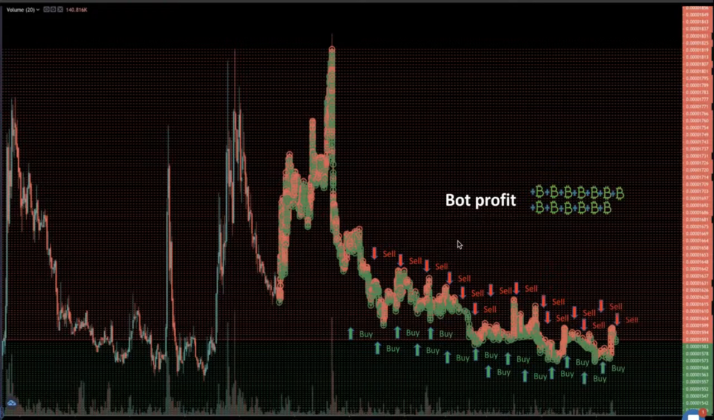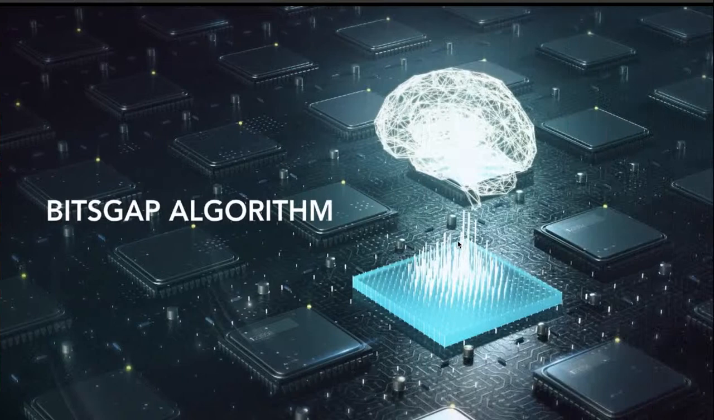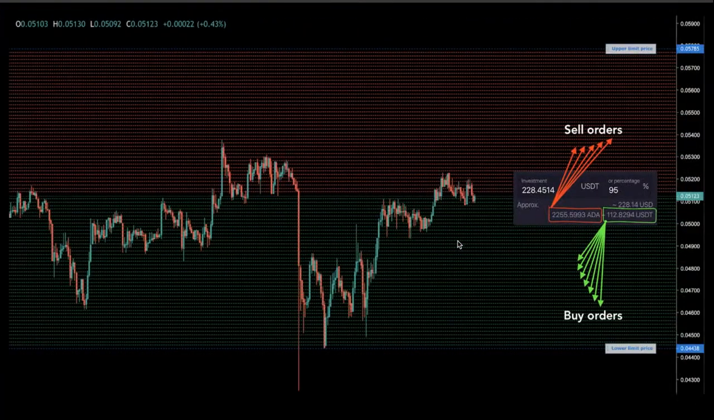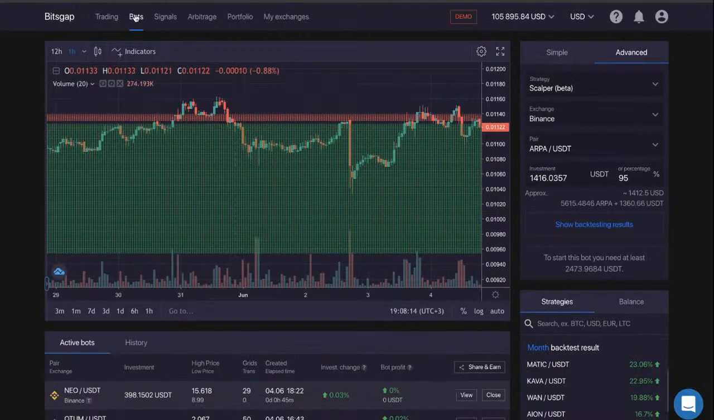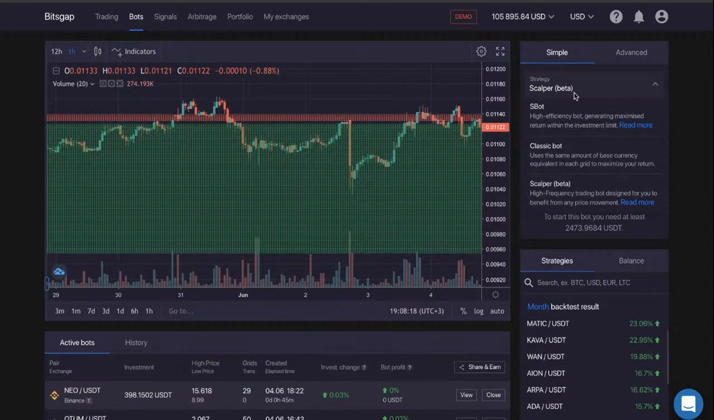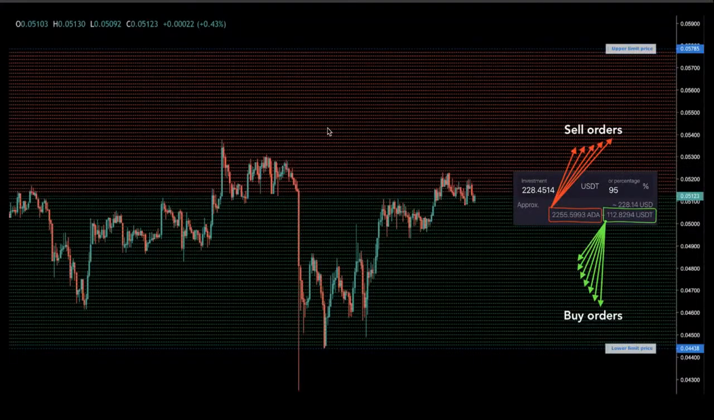Before we continue, I will explain to you what is the logic behind all of our bots. At Bitsgap, on the main page, if you go to the bot section, you see that here we have 3 types: the SBot, the classic bot, the scalper. All right. So what unites all of these bots is that they have a so-called grid mechanism.